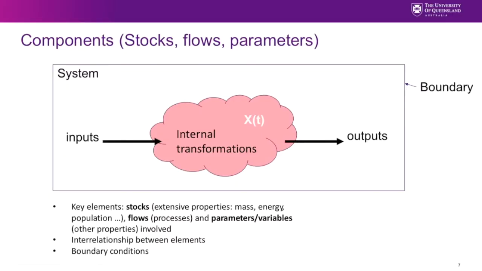So we're going to be back to discuss what the main components of modeling are, and these include stocks, flows, and parameters. We have a system with inputs and outputs, and inside the system we have internal transformations. And as mentioned before, we have some boundaries in the system. Okay, so we are now going to explain the necessary conditions to start making a model.